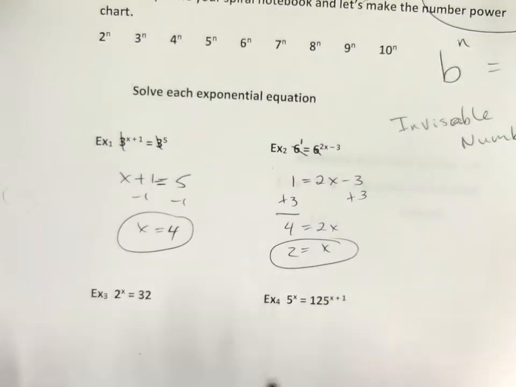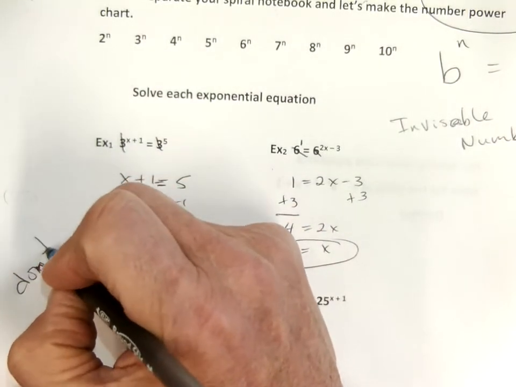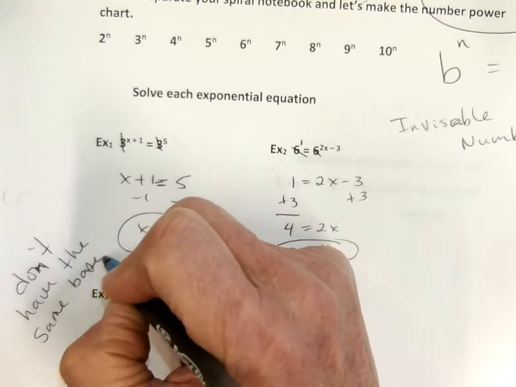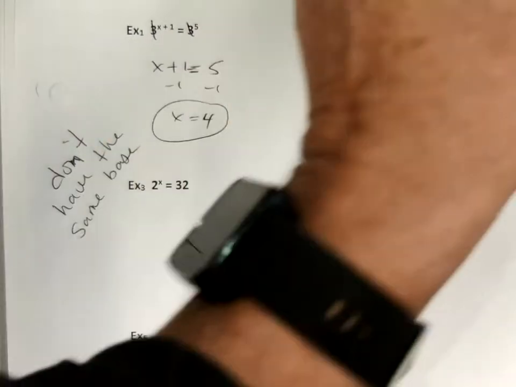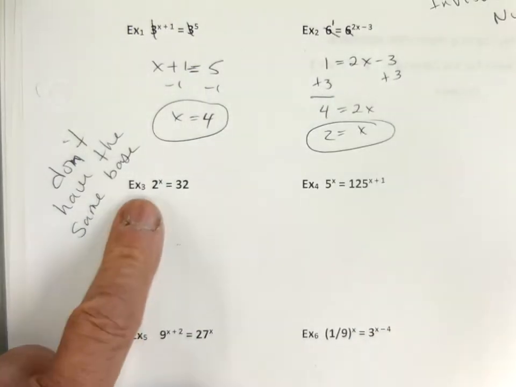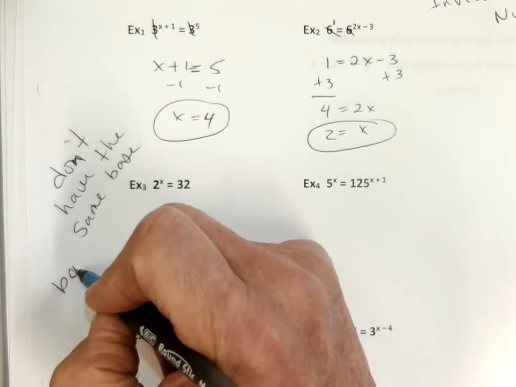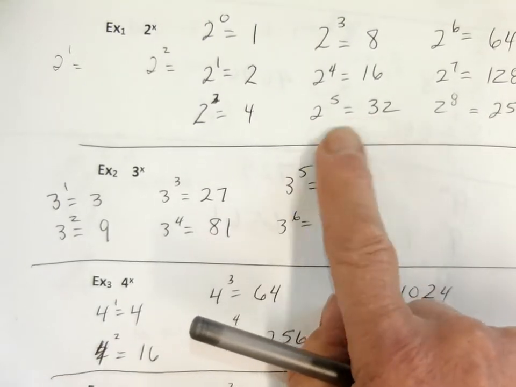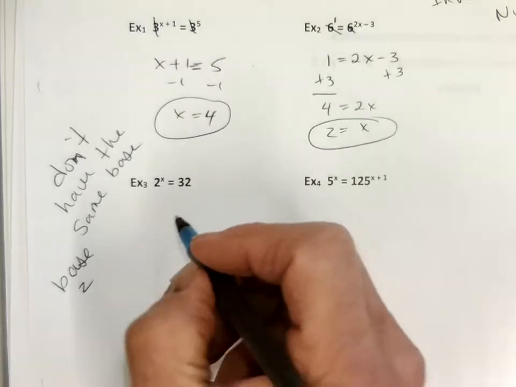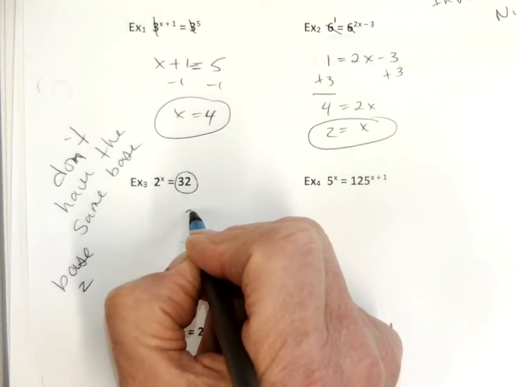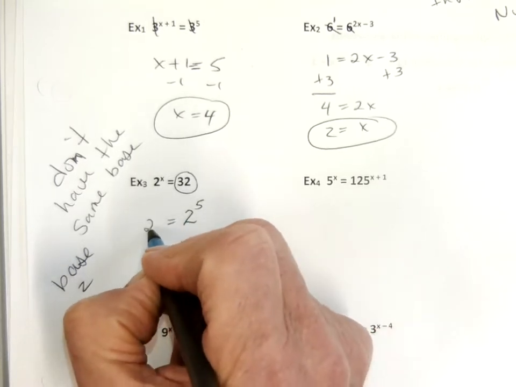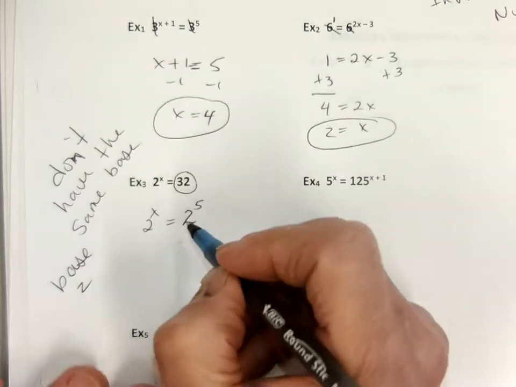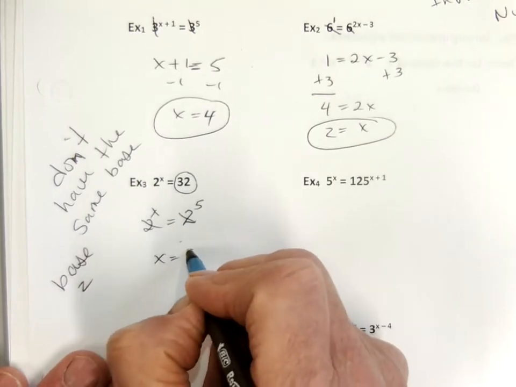Now, example 3, they don't have the same base. So either you can see it, some kids do, or you use your chart. I see base 2, so I look at my chart and find 32. 32 is 2 to the 5th power. So I'm going to rewrite 32 as 2 to the 5th power. Maybe you already knew that, but now you get the same base. x equals 5.